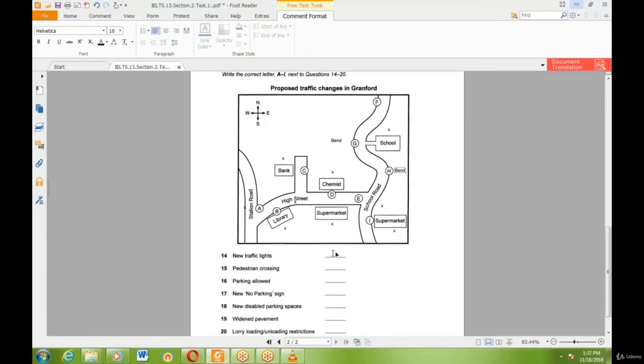Choice number 14. Does anybody have number 14? All right. Number 14 is E. And what they said is planning to have. Planning to have is synonym language for what? Planning to have is synonym language for new. They're planning to have at the School Road junction, right?